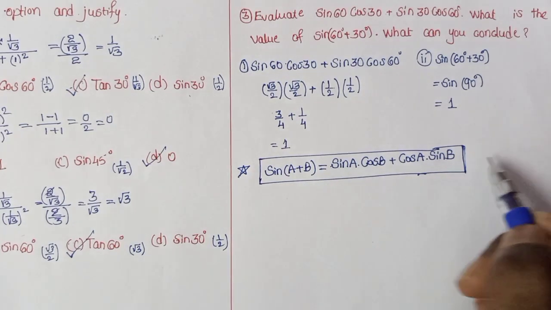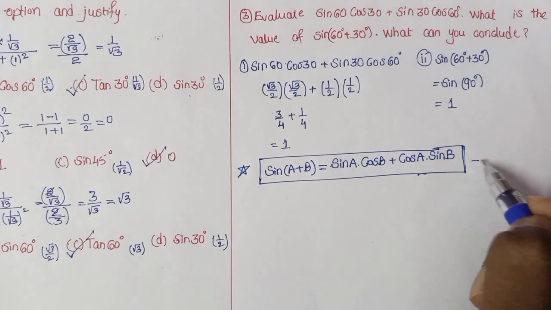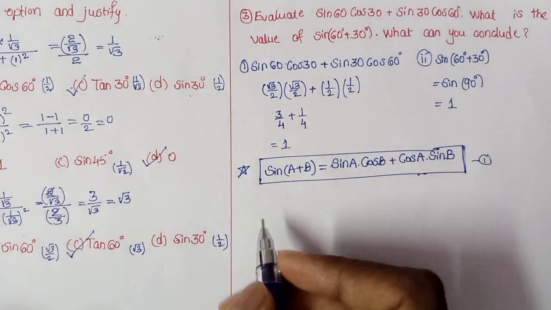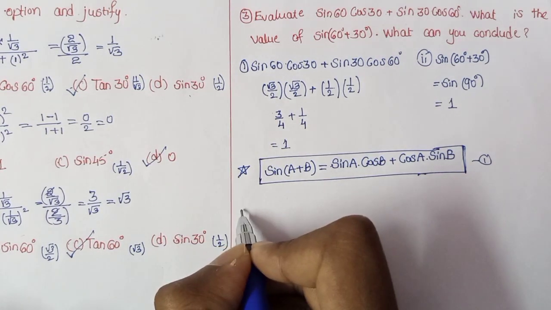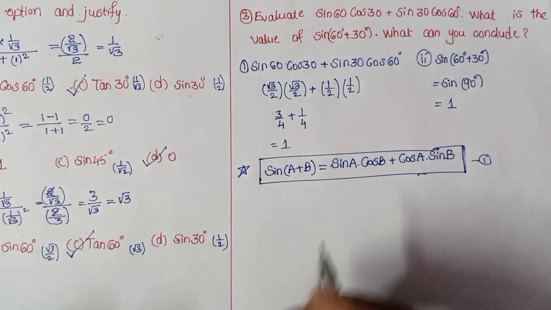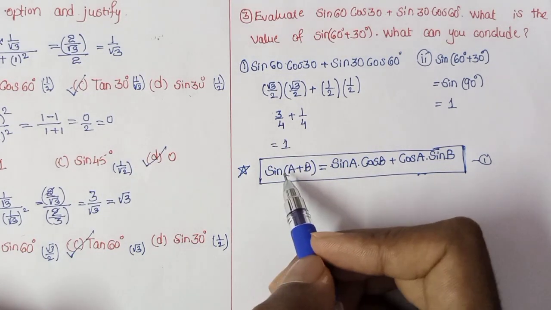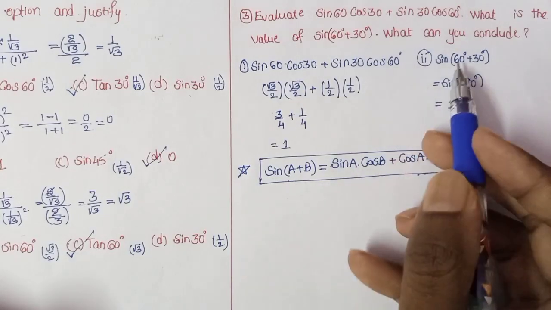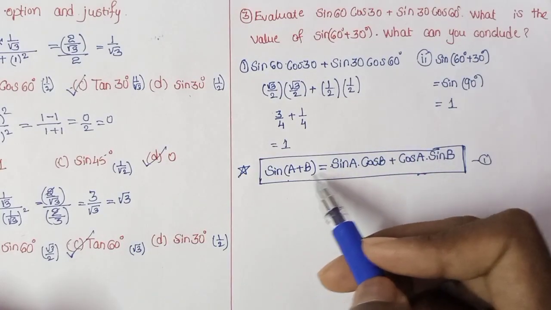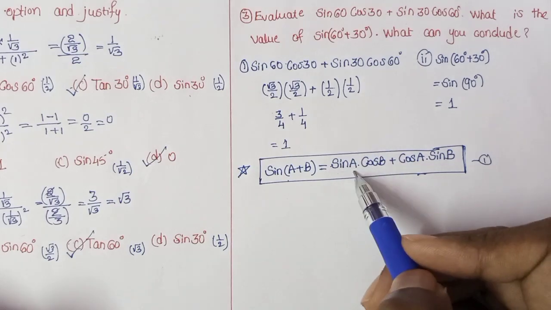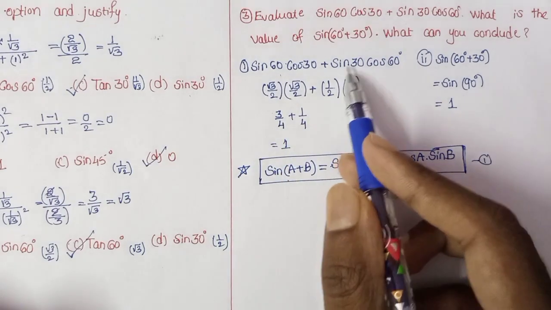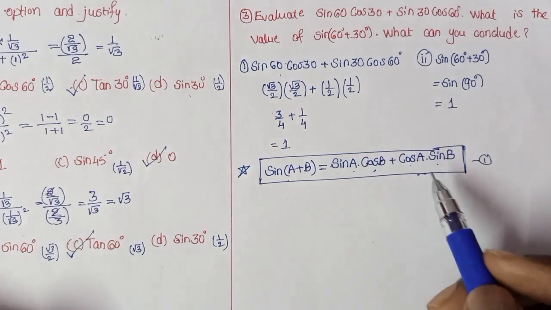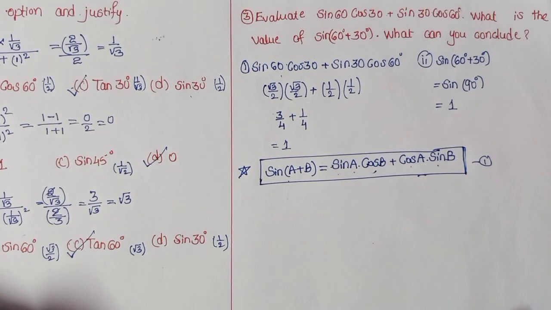So this is the conclusion. The first conclusion we derive. Remember this and note it down. Before going to the second conclusion, let us understand this with this problem using this formula. Sine of A plus B, meaning sine of 60 plus 30, is equal to sine 60 cos 30 plus sine 30 cos 60. Okay, I hope you understand this, and we'll go to the next problem.